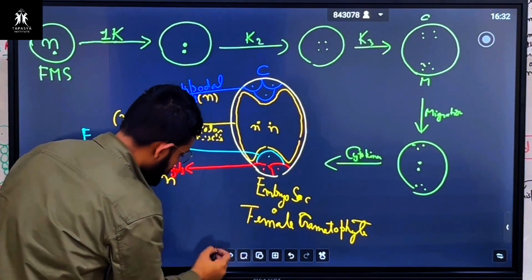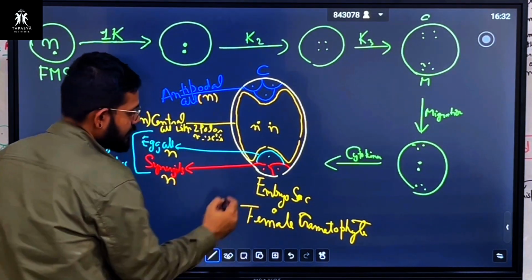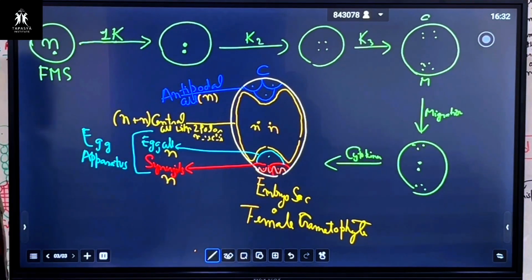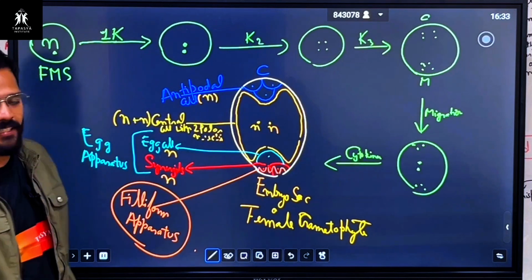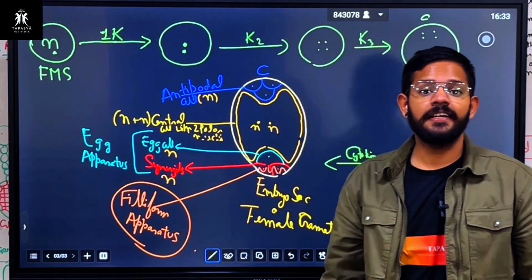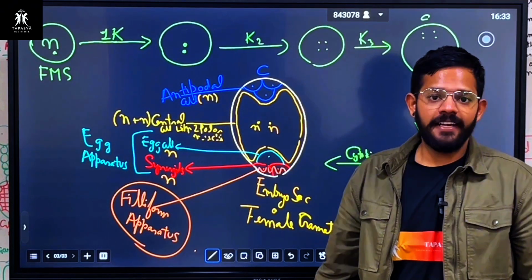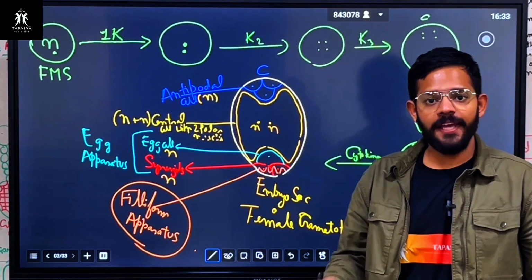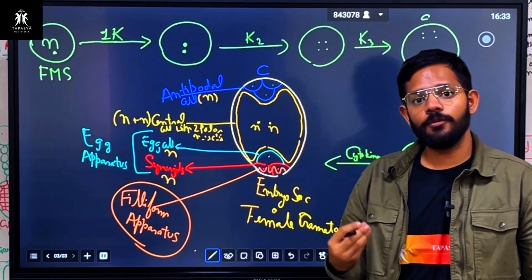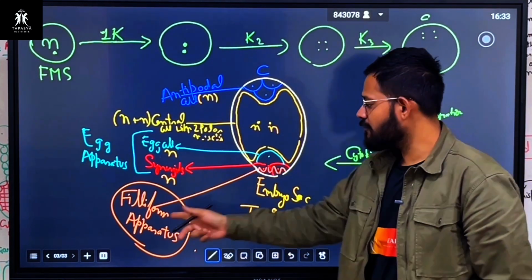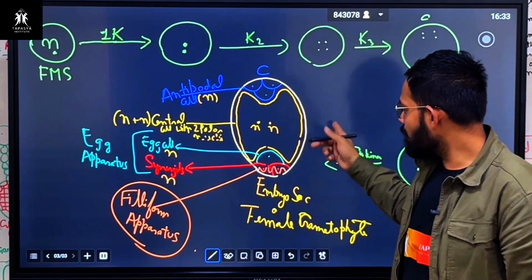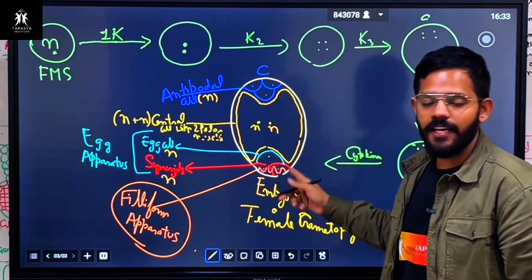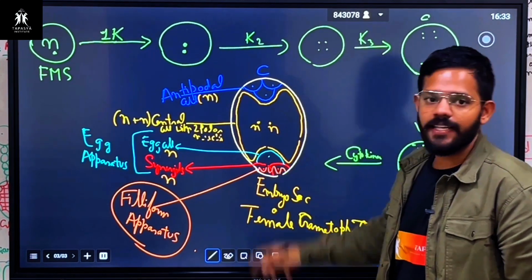Now there are some finger-like projections present in the synergids, which are called the filiform apparatus. This filiform apparatus is very important for pollen-pistil interaction. It secretes some chemicals which attract the pollen tube. The chemotactic movement of the pollen tube is because of the filiform apparatus. They secrete different chemicals which attract the pollen tube, and the pollen tube will come here and enter the synergids, releasing the nuclei of the male gametophyte.